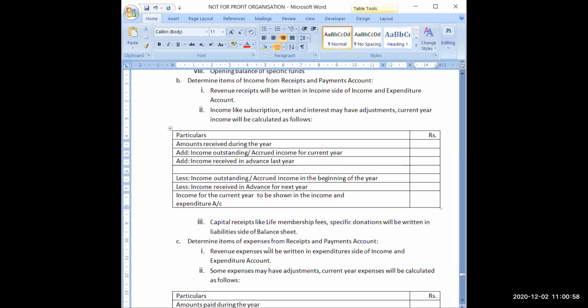Fine. Now capital receipts, like for example membership fees, life membership fees, specific donations, will be written on the liability side of the balance sheet. So if you have received any specific donation, that will go to the liability side of the balance sheet. If you have received life membership fees, that will be added to the capital fund. So in this manner you will be classifying the receipts into revenue receipts and capital receipts. I have given you a lot of examples also of what are revenue receipts and what are capital receipts.